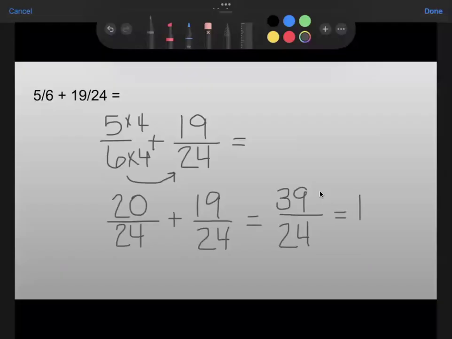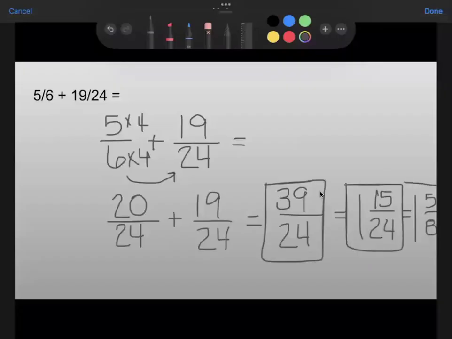24 would fit into 39 one time, and if I did that, I would end up with 15 24ths left over. Now, the 15 24ths I can simplify because I can divide 15 by 3 and 24 by 3. So if I do that, I end up with 1, and then 15 divided by 3 is 5, and 24 divided by 3 is 8. So the final answer, or the most simplified answer, is 1 and 5/8. All of these answers are correct. This one is correct, this one is correct, and the last one is correct. It's just the very last one is the most simplified.